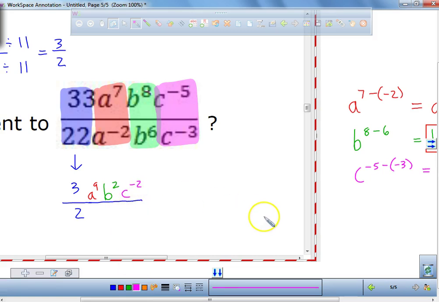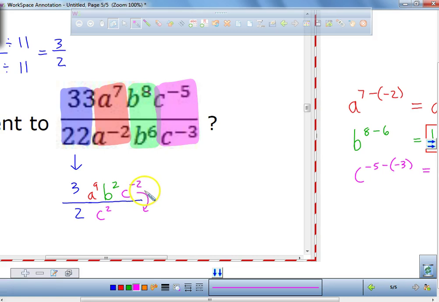Which one has to leave? Which one has to leave, Abigail? C, that's right. Sorry, C, you got to leave. Why does C have to leave? Because it's negative and we need to make it positive. Put C squared down there. Wait, so if it's not a negative, you leave it? You leave it.